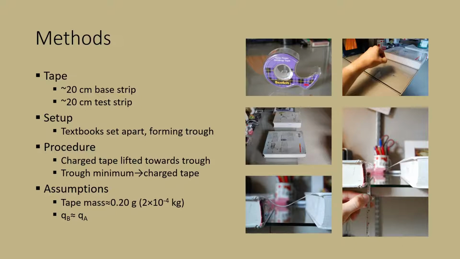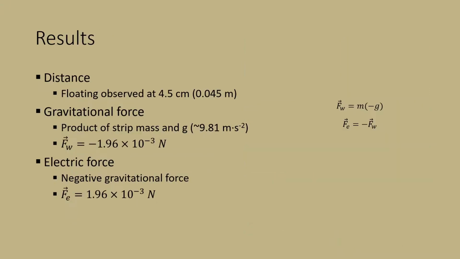This piece of charged tape was slowly lifted from bottom to top towards the trough formed by the charged tape. At the point where levitation was observed, a measurement was taken from the trough minimum to the point that the charged tape was at. A few assumptions were made in this lab, namely, the tape's mass was about 0.20 grams, or about 1 gram per meter, and that the charges on both pieces of tape, the charged strip and the trough strip, were equal.